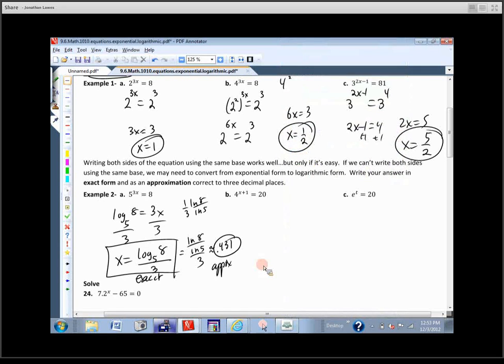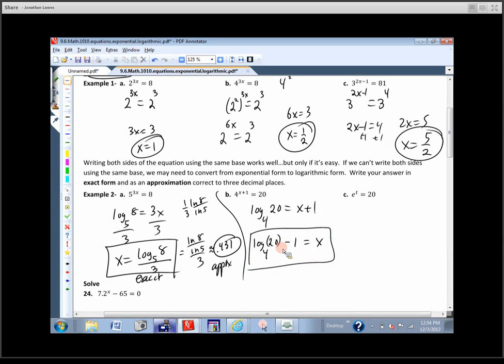Okay. All right, so let's take a look at this next one. Again, you're not going to be able to write 4 and 20 using the same base. So we're going to put it in logarithmic form. So this is going to be log base 4 of 20 equals x plus 1. So the only thing we need to do to solve this is move that over to the other side. So this is going to be log base 4 of 20 minus 1 equals x. And I would do this just to make sure we're clear. I would put that in parentheses.